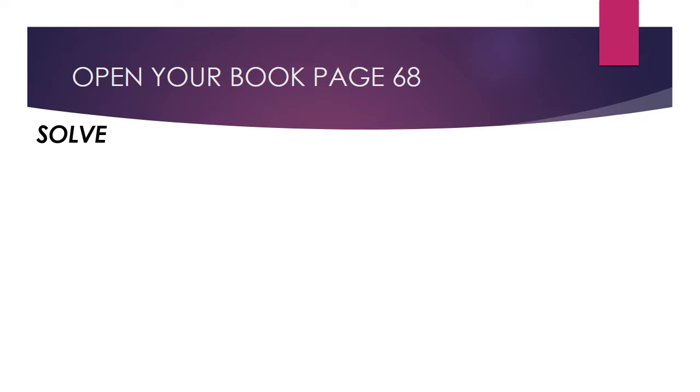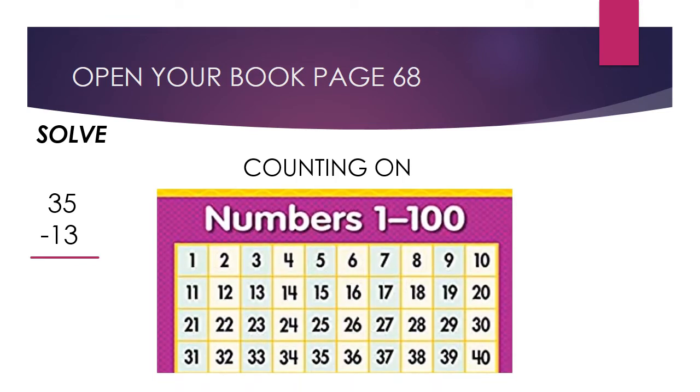Okay, how to solve this problem? By the counting on strategy. I can solve it any way, but I choose counting on. 35 minus 13 equals what? I will start at number 13 and count on until I reach 35. Okay, I'm on number 13. I will move up 10, 20, and then 1 and 2. The answer is 22.